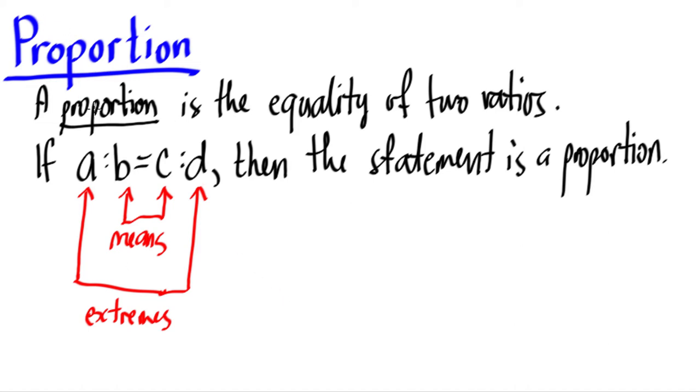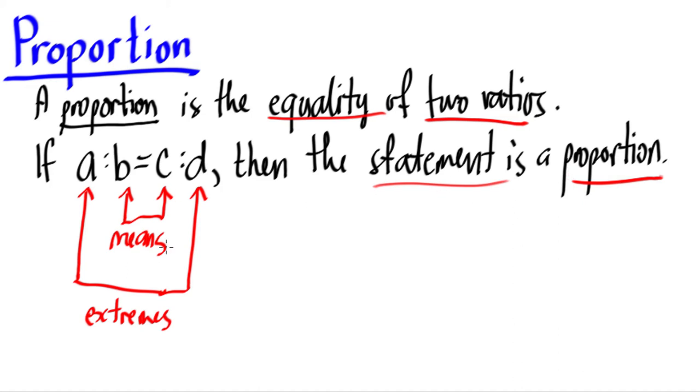Now a proportion is just the equality of two ratios. So put an equal sign between two ratios, and that's already a proportion. If we have A is to B equals C is to D, then this statement is what we call a proportion.